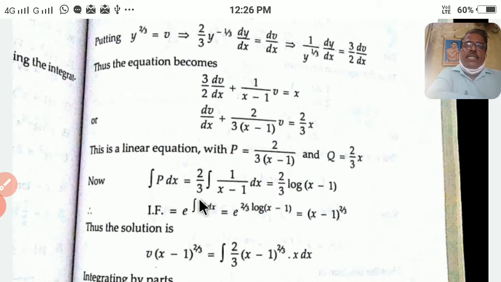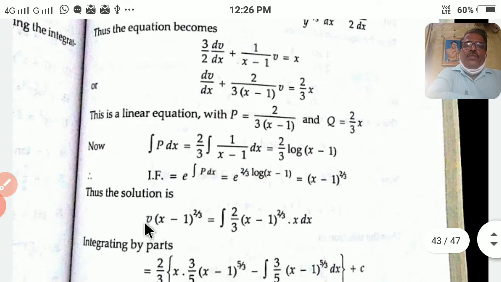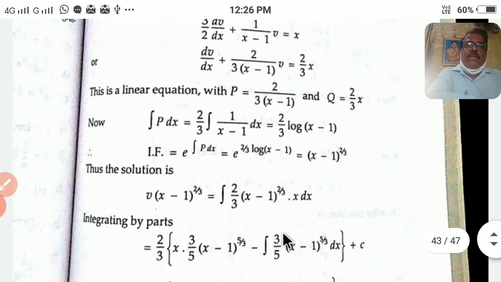Next, the integration of p dx: 2/3 times the integration of 1/(x-1) dx, so it's nothing but 2/3 log(x-1). Now the integrating factor is e raised to the integration of p dx, which is e^(2/3 log(x-1)). Simplify this, and we use (x-1)^(2/3). So the solution is v (x-1)^(2/3) = integration of q, that is 2/3 x into the integrating factor (x-1)^(2/3).